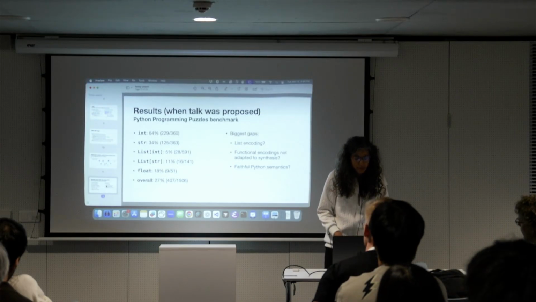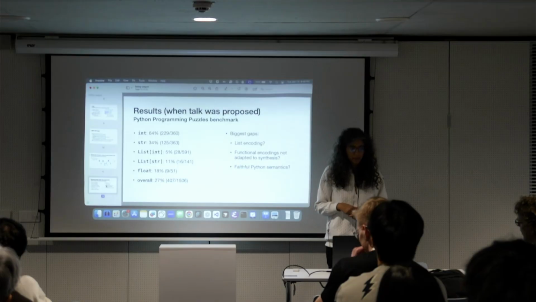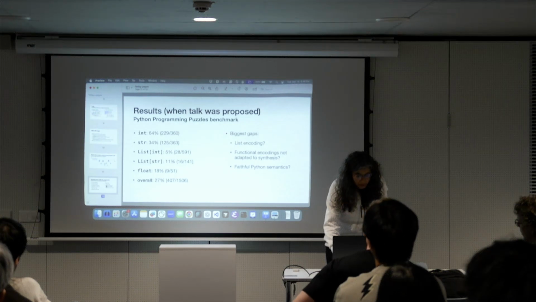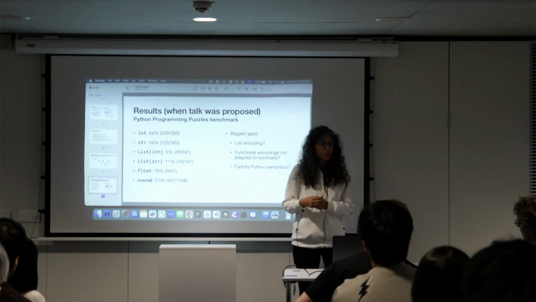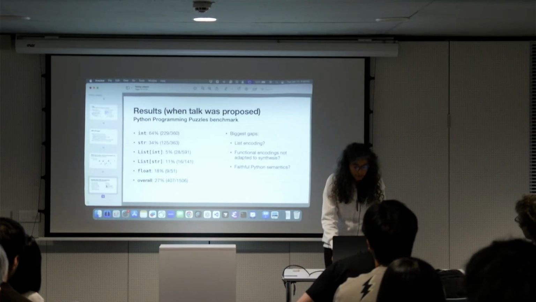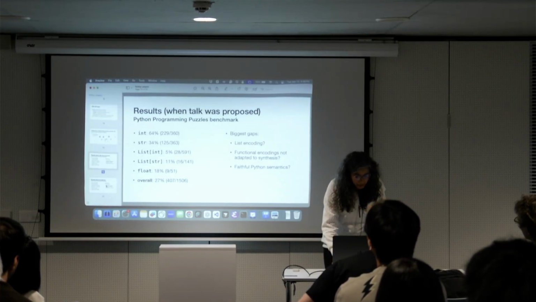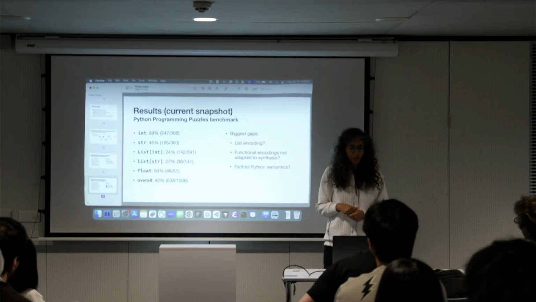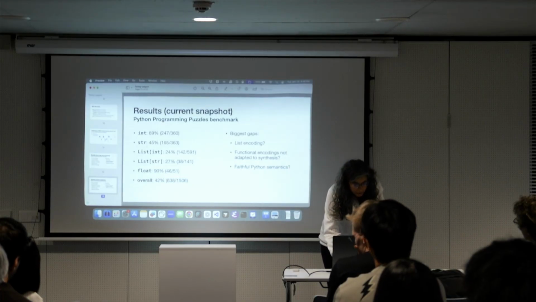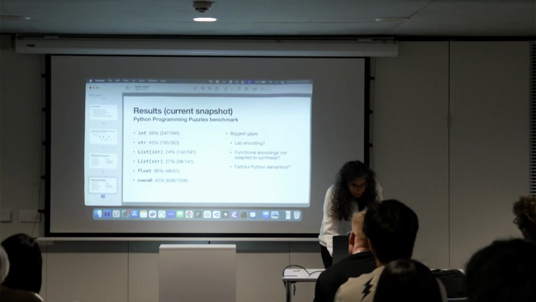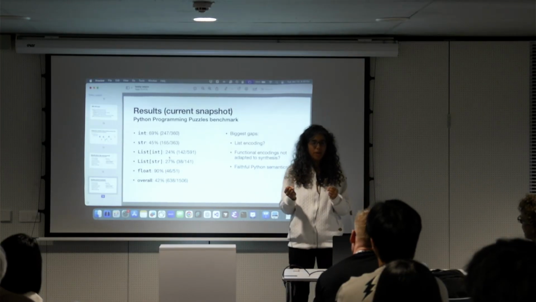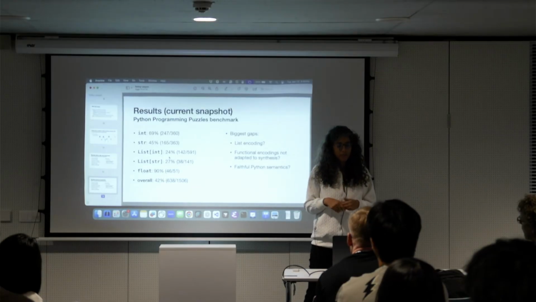And in terms of results, these were our results when the talk was proposed. Since then, just by iterating, trying to do more things, nothing super new conceptually, but just trying to cover more of the space, which is quite large, of Python programs in this benchmark, we went from 27% to 42% overall on this programming puzzles benchmark. Int is well covered. String is pretty well covered. Float is well covered here. And there's a bit of a weakness with lists, and that's because I'm struggling a little to have a good encoding for lists that works for synthesis, and I'll come back to this.